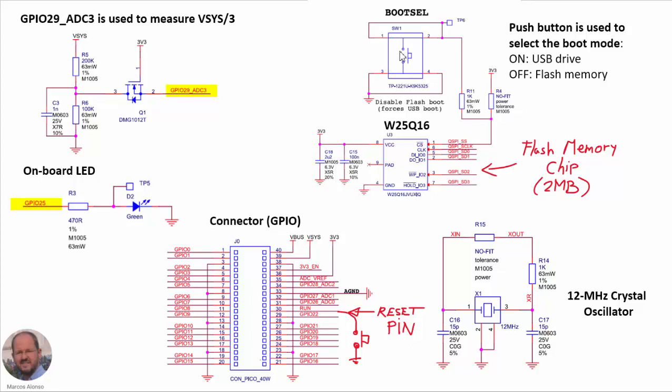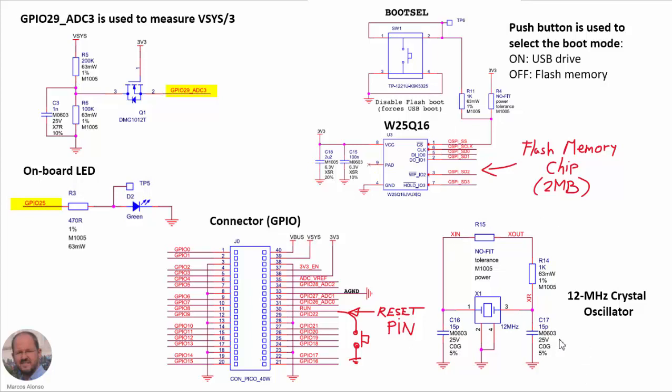Here we have the push button that is controlling the boot up process. So if we connect the board to the micro USB while pushing this button, then the flash memory boot is going to be disabled and it forces a USB boot, so our board is going to operate as a USB drive. If the button is released when supplying the board, then the boot is going to be done from the flash memory. So it will start running the programs stored in the flash memory.